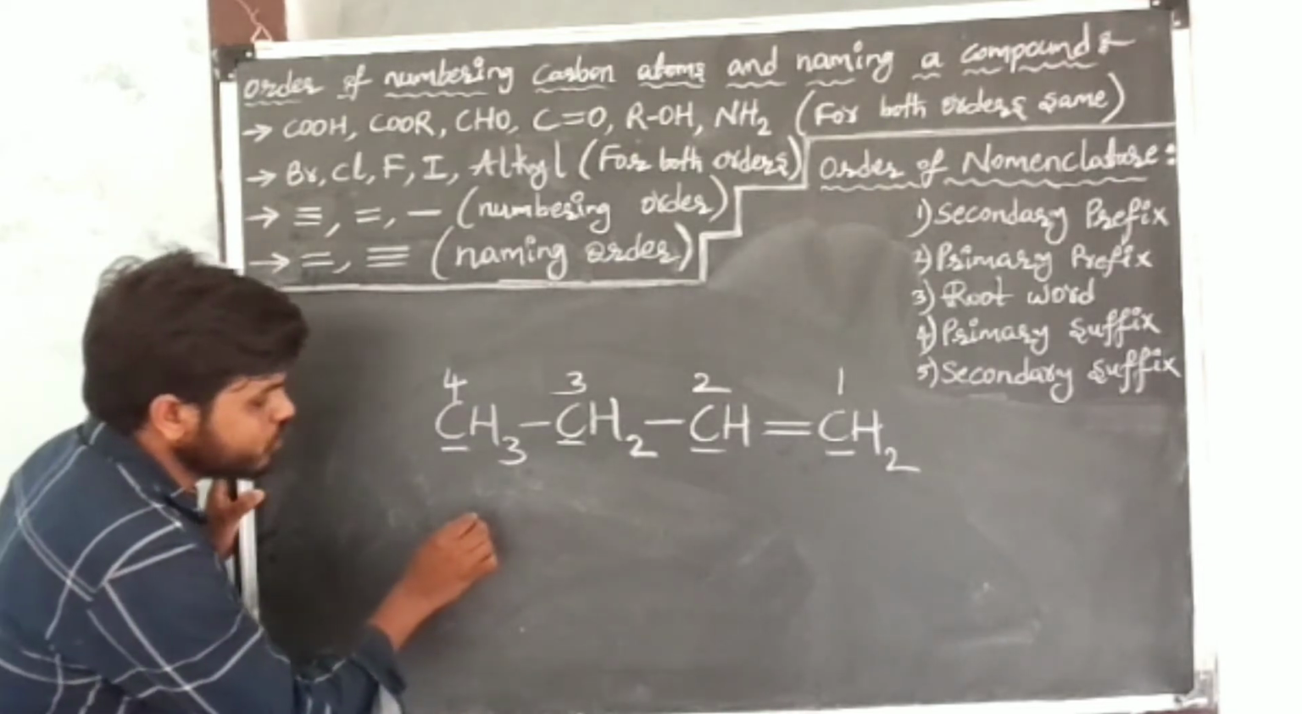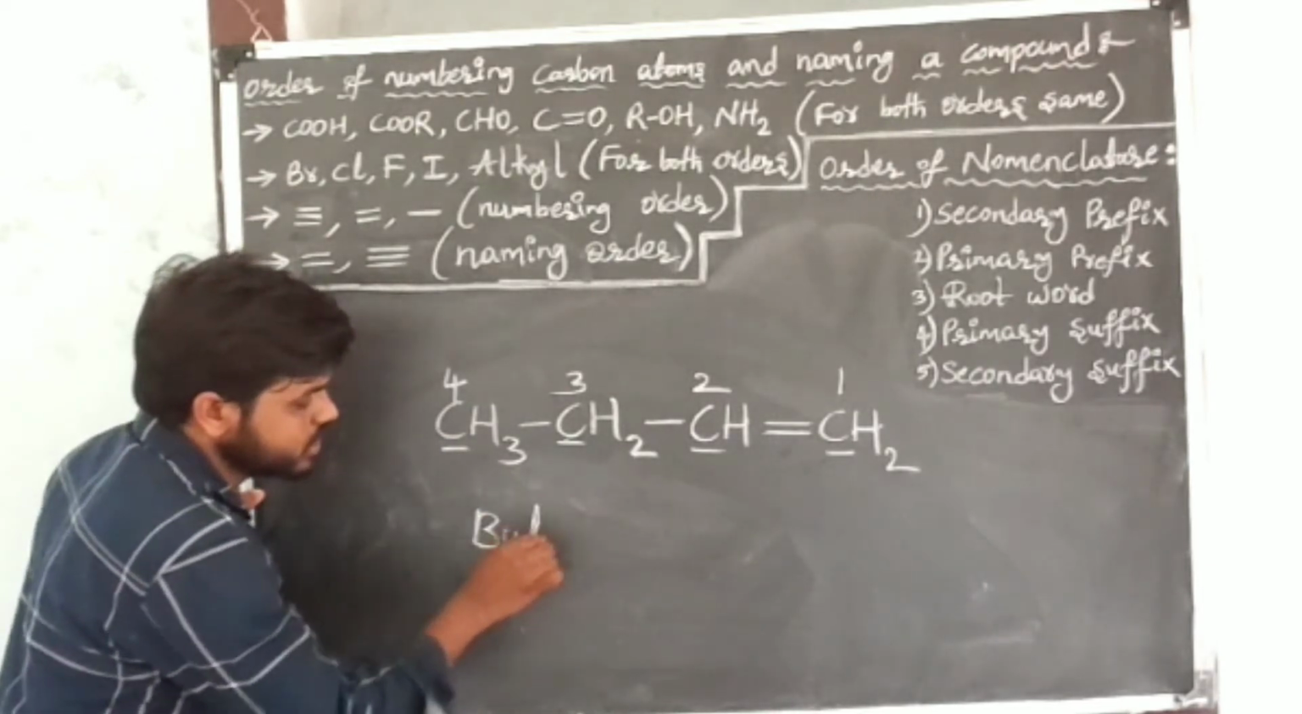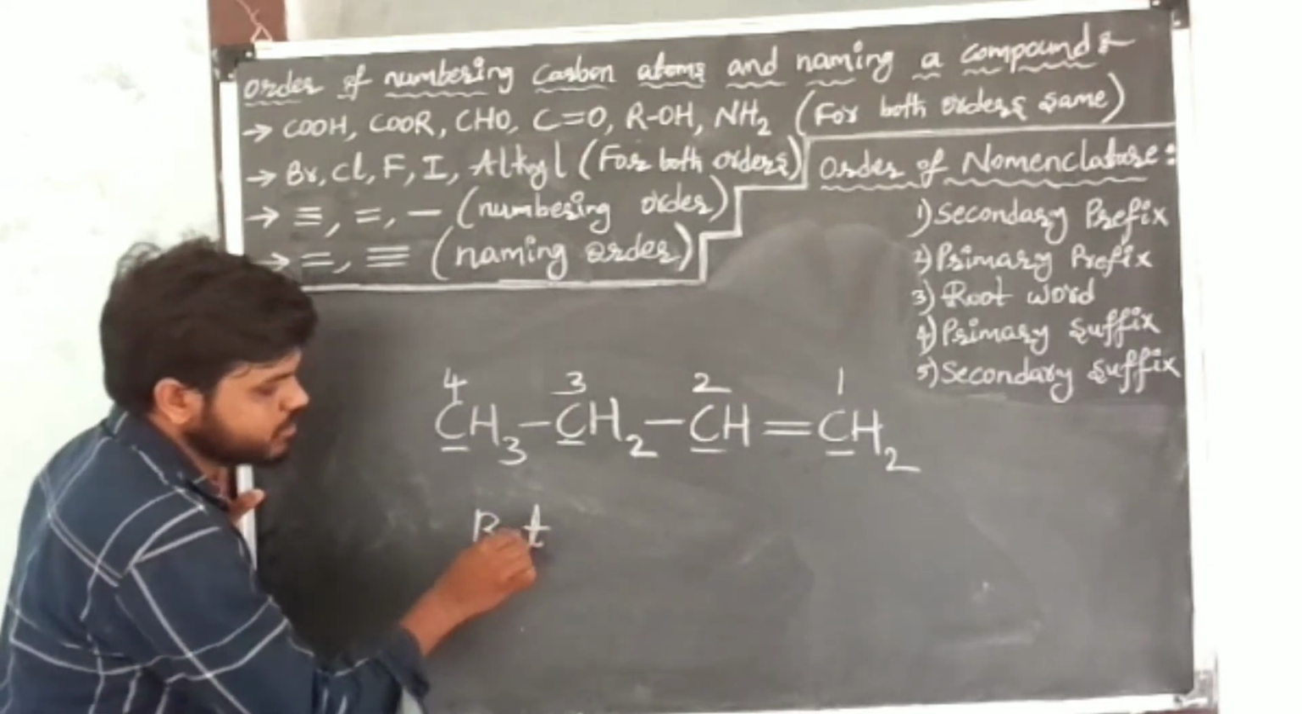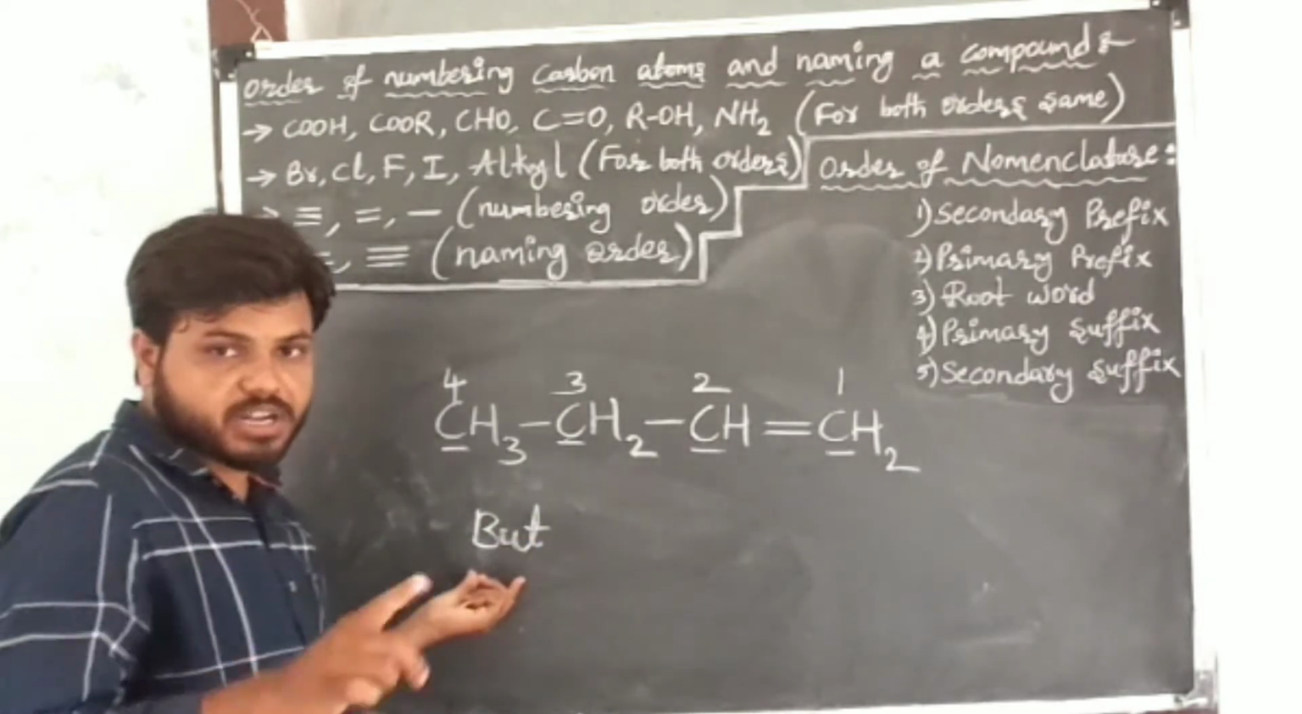Write the root word for 4 carbon atoms, that is but. What is the root word of 4 carbon atoms? But. I have written the root word for 4 carbon atoms.